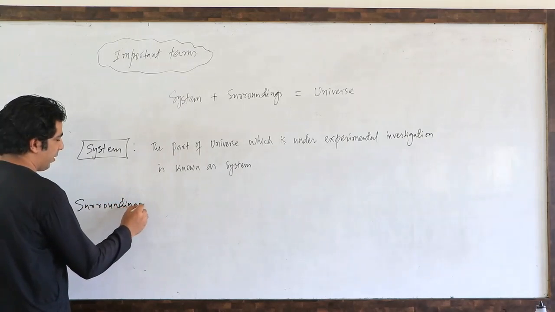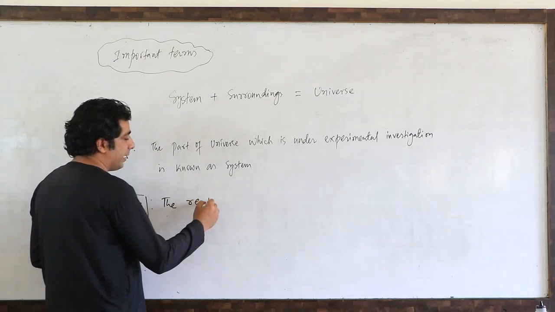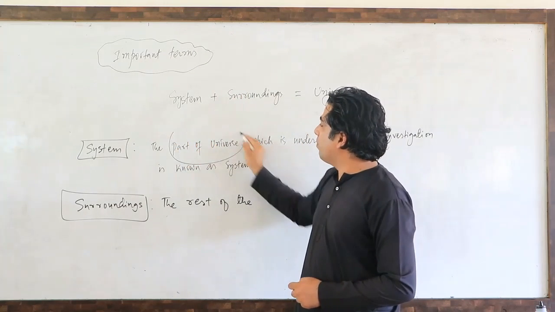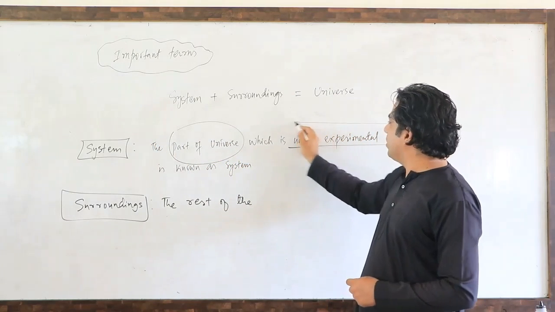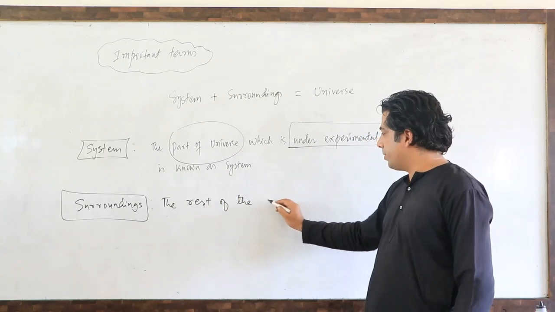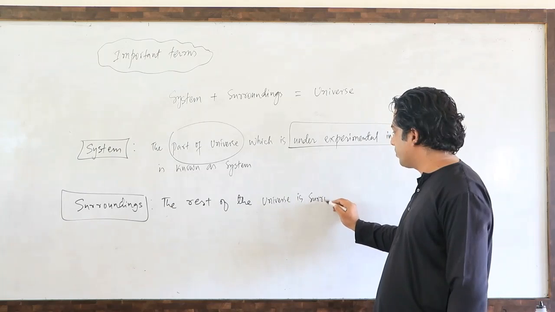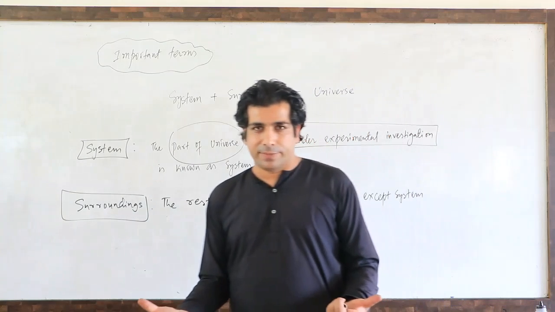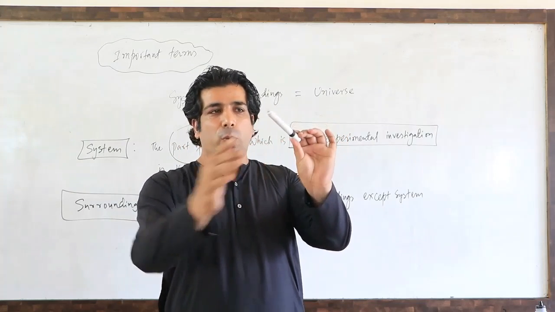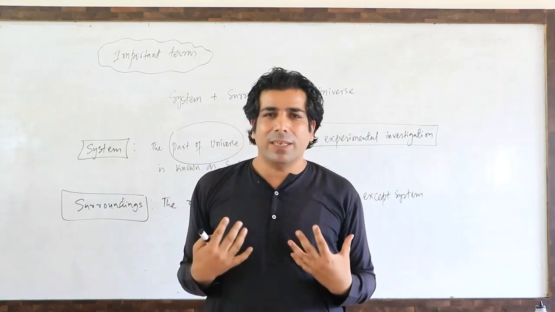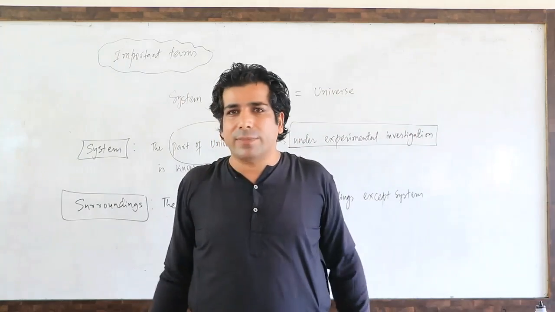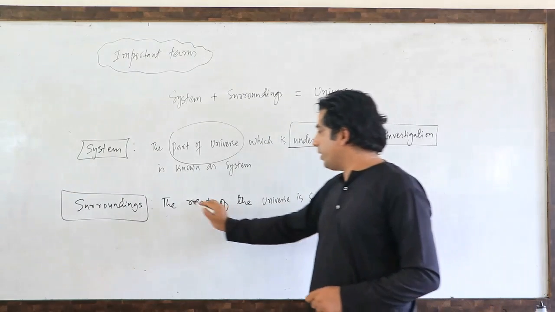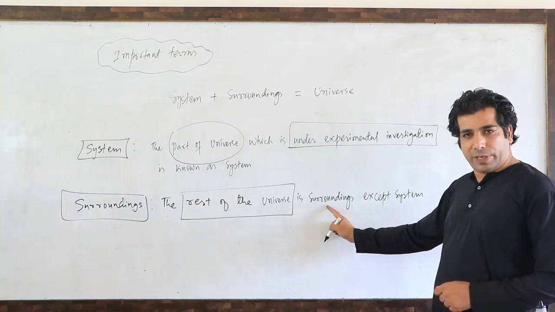The remaining part, the surroundings, is nothing but the rest of the universe. That means the remaining part of the universe, because the universe is made up of system and surroundings. I told you the system is that part of the universe which is under experimental investigation. So the remaining part of the universe is the surroundings except the system. So if you leave the system, whatever remains there is the surroundings. Let us suppose this marker is the system. So whatever is around the marker will become the surroundings. If I am part of the system, whatever is around me is my surroundings. Yes or no? So my dear friends, the system is the part of the universe which is under experimental investigation, and the surroundings is the rest of the universe except the system.